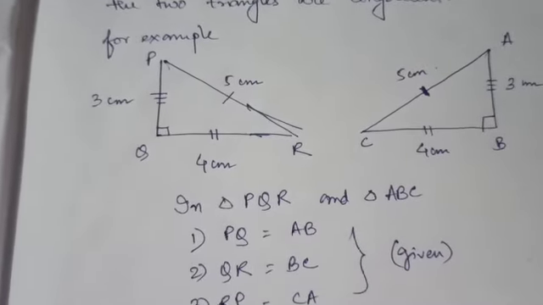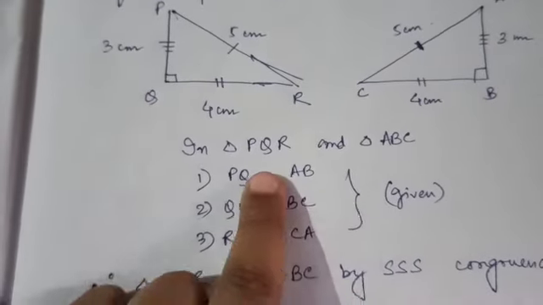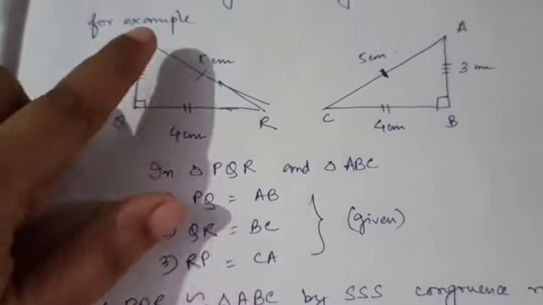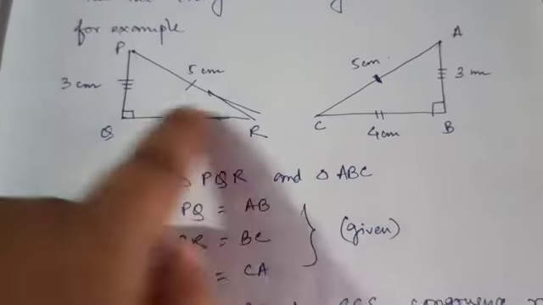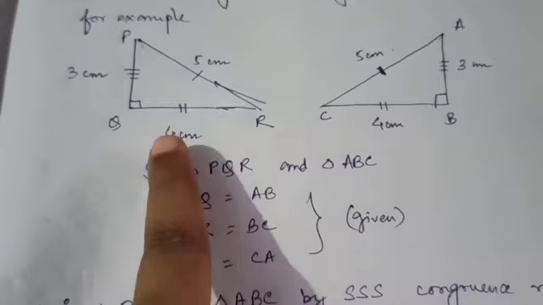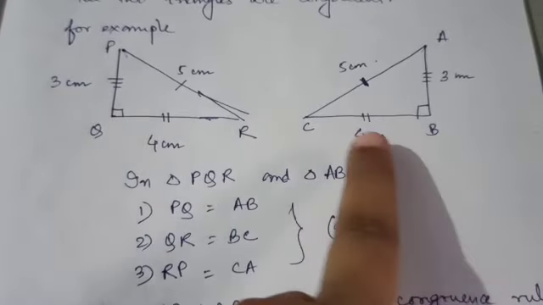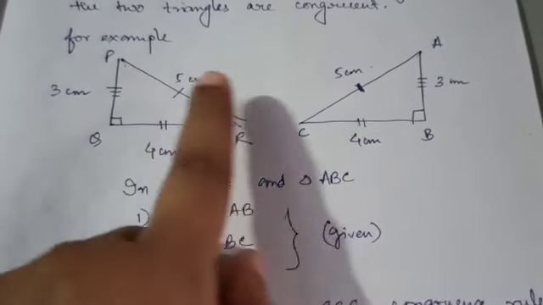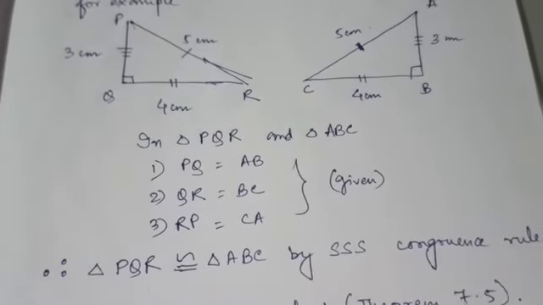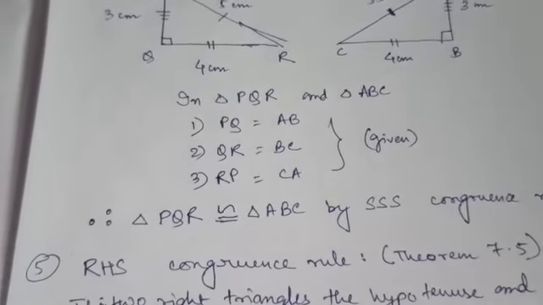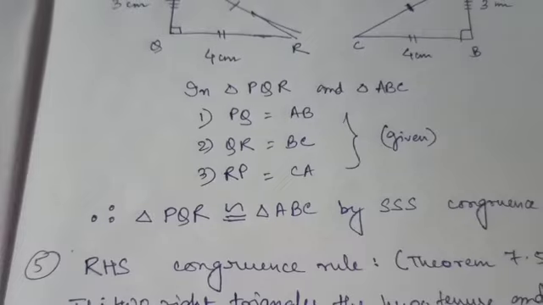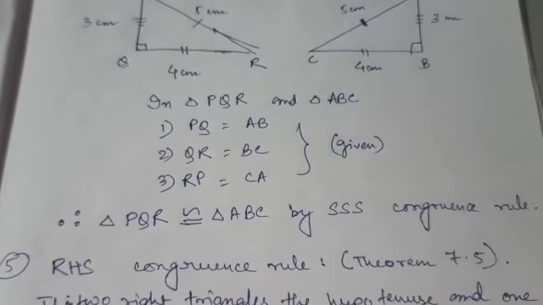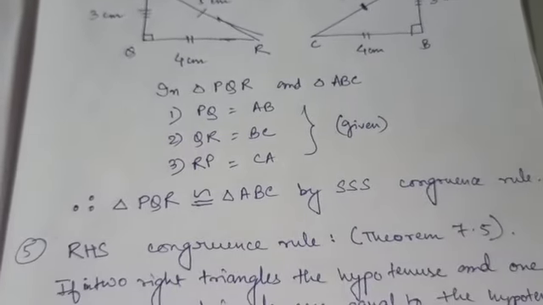So how are we going to write? We are going to write in triangle PQR and ABC, PQ is equal to AB, QR is equal to BC, and PR or RP is equal to CA. So three sides of one triangle are equal to three sides of another triangle. So we can say triangle PQR and triangle ABC are congruent by triple S congruence rule.